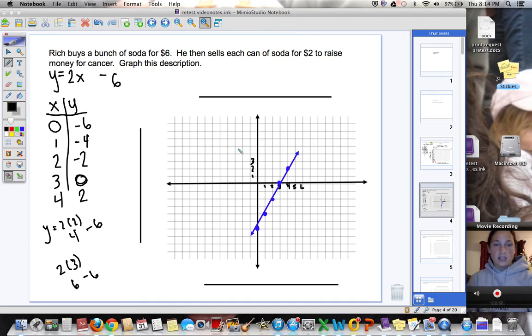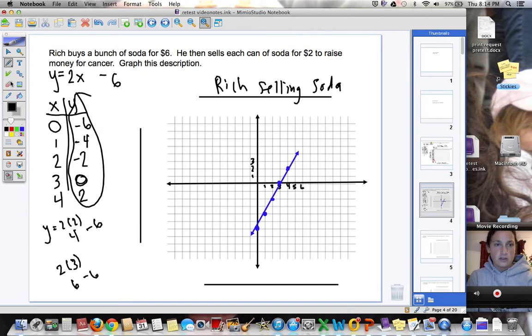So I'm almost done. I have my graph, I have my points, my line, and my numbers. Remember, I always need numbers, otherwise I don't know what these plotted points are. Now, what is this graph about? I'm going to say it's about Rich selling soda. Now I'm going to look at all these y values. I'm starting at a -6. What was that -6? Then I go to -4. But if I look up here, there's a 6. Why is it down 6? Because he's buying soda for $6. Dollars is an amount of money.